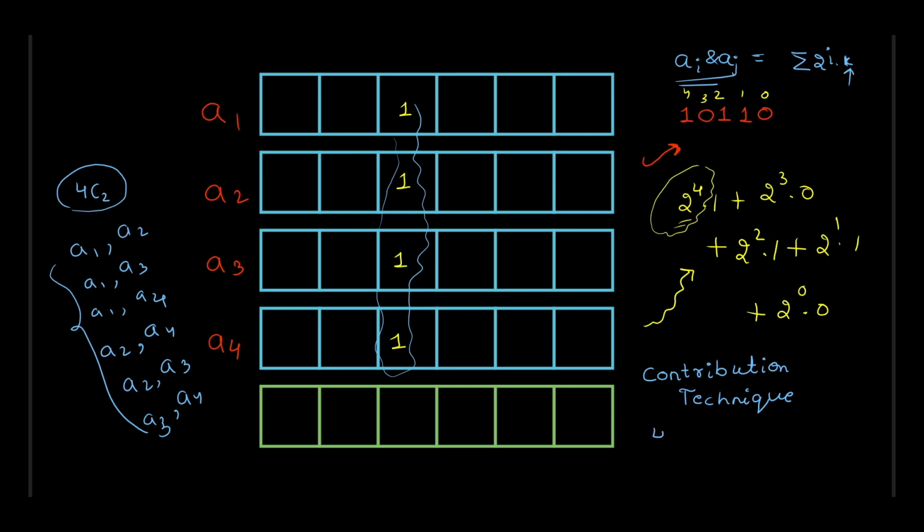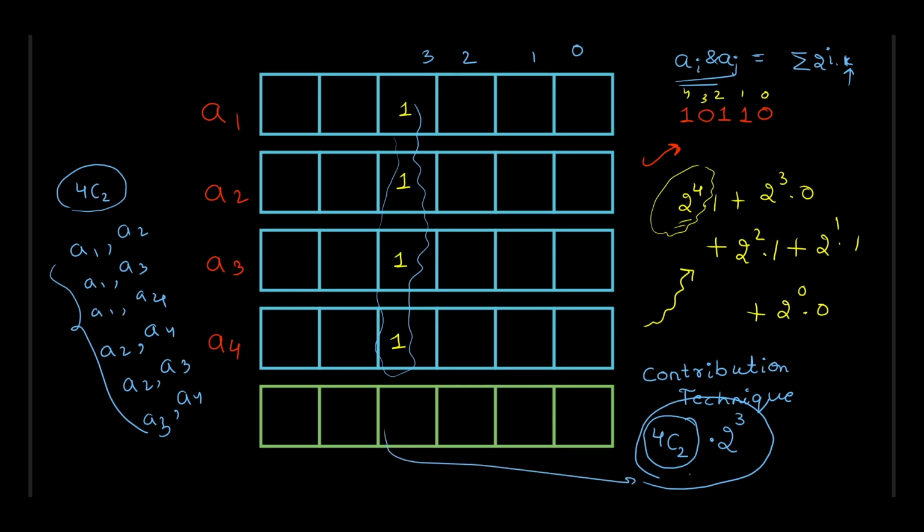So these many times it will contribute how much to the final sum? It will contribute 2 to the power of whatever the index is, 0, 1, 2, 3. So 2 to the power 3. So you can see that each bit is now contributing independently, even though this can lead to a carry. But since we are counting the contribution independently and storing the contribution here only, it means that this carry is not propagating over here.